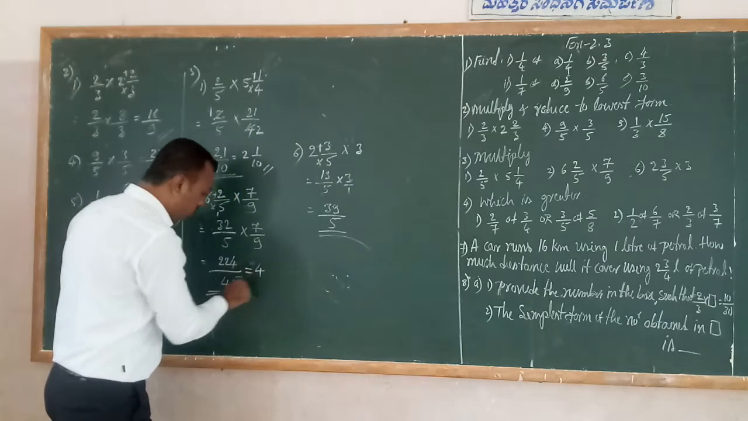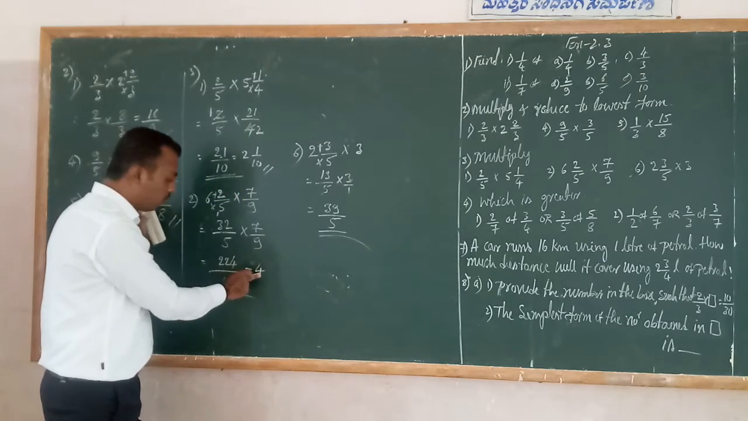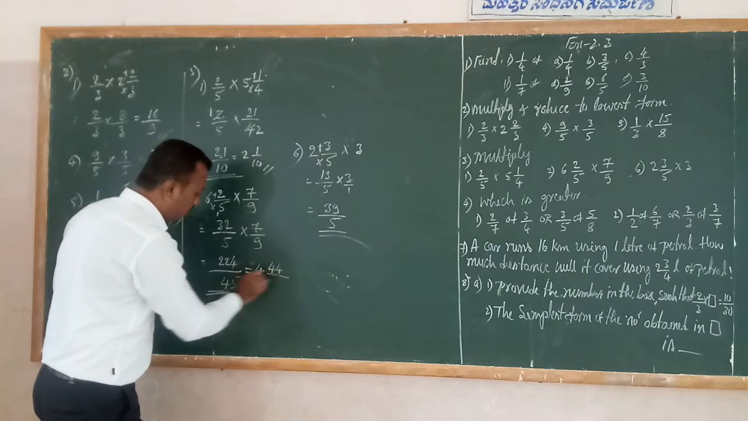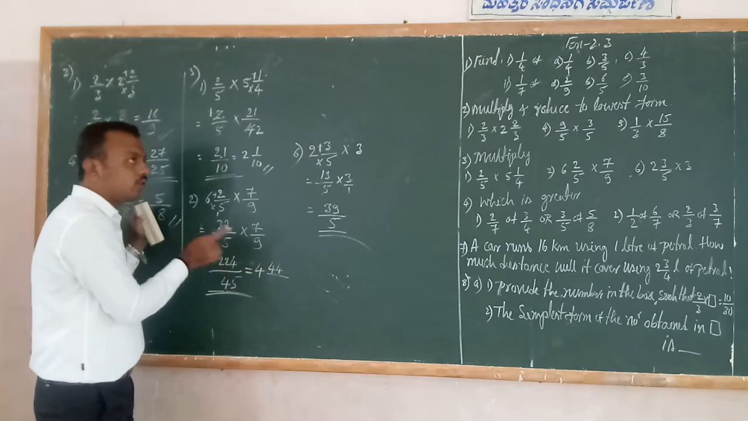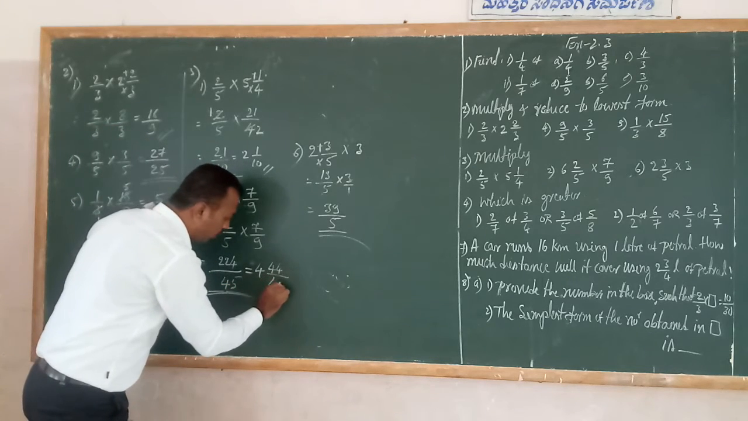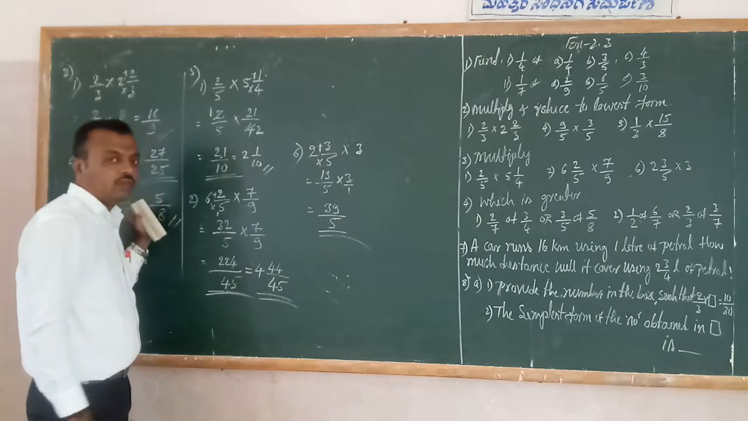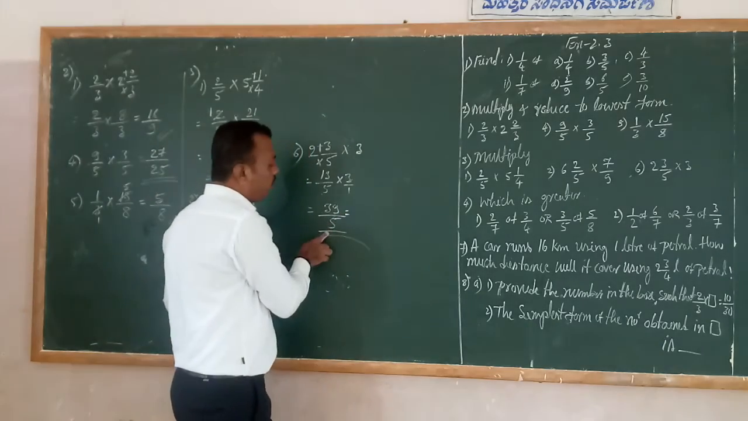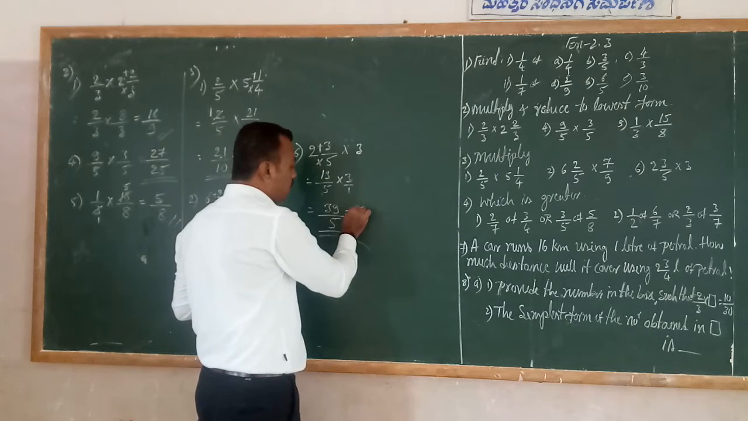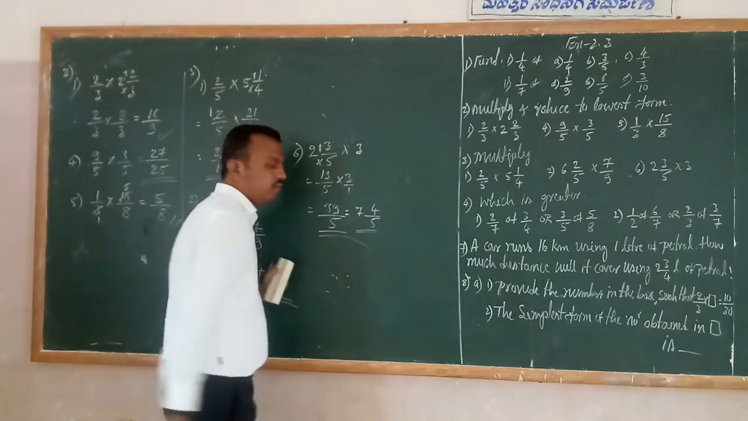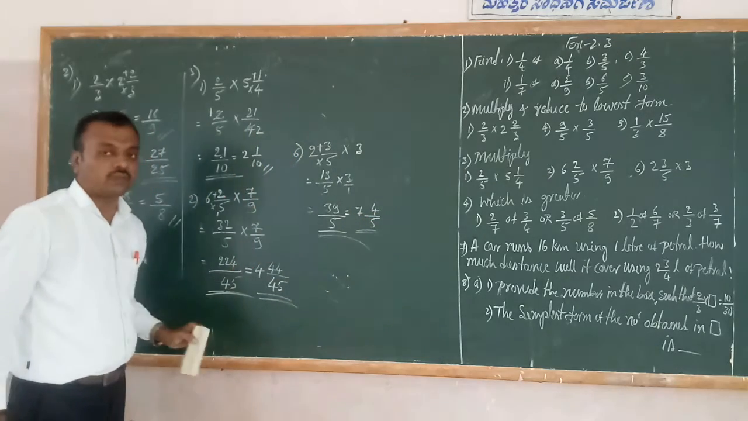So 4 5s are 20, 45 4s are 180. So what is the remaining here? 20, 24, 24 plus 20, 44. 4 upon 45. So 4 4 by 45. This one, 39 by 5 is there. So 5 7s are 35. What is the remaining? 4, 4 by 5. 7 4 by 5. Okay, it is in the mixed form, it was in the improper form.